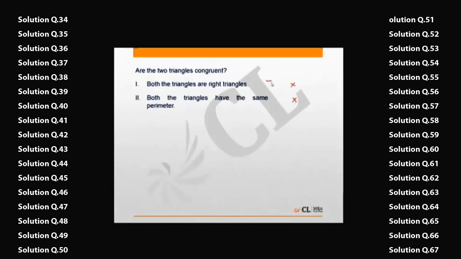If we combine both the statements, even then we could have two triangles which are not congruent but have the same perimeter and both are right angle triangles. Hence, even using both the statements, we cannot say whether the triangles are congruent or not. Hence, the appropriate answer is D.